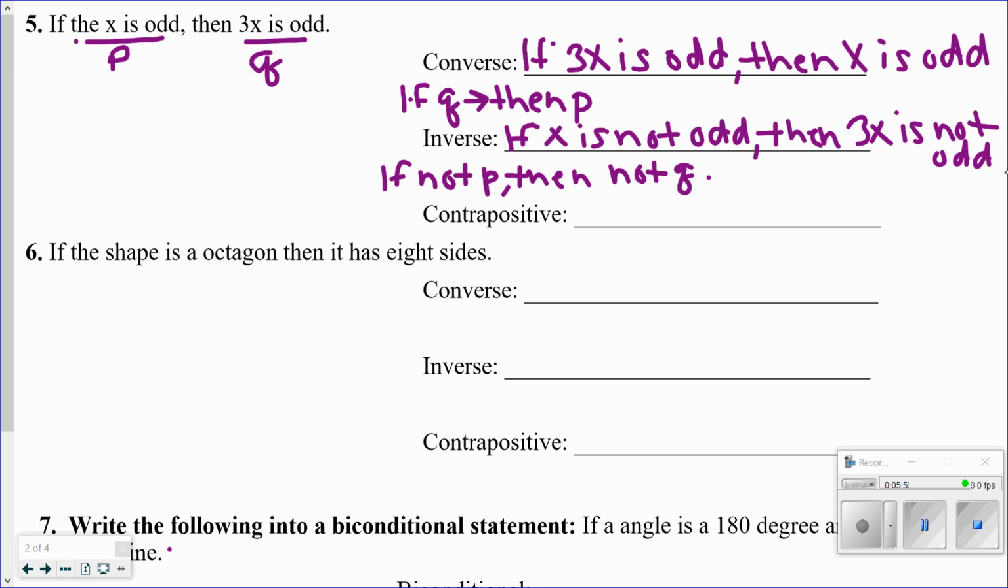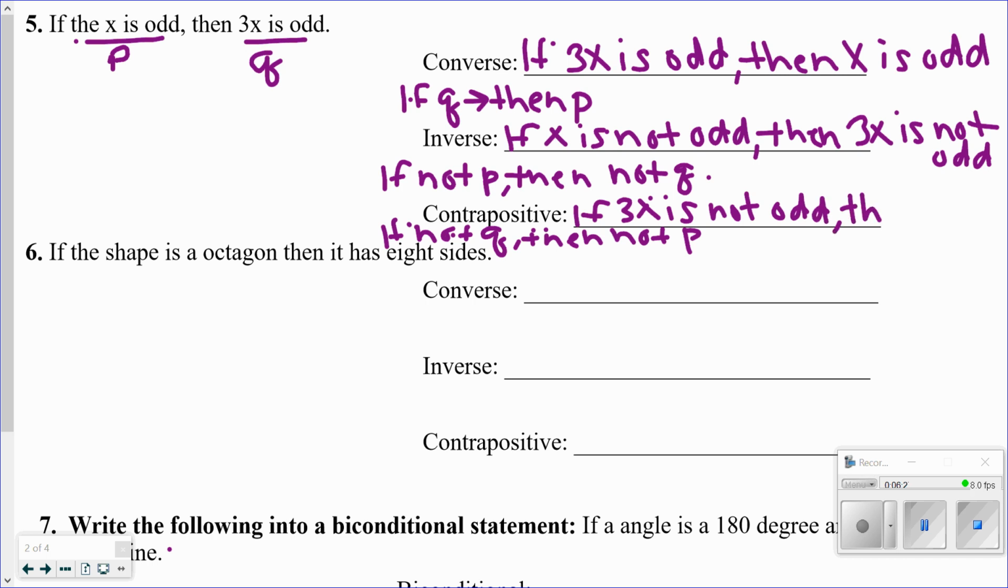And lastly, the contrapositive. The contrapositive is actually going to take the inverse and flip those statements around. So if not q, then not p. So with our example then, it'd be if 3x is not odd, then x is not odd. And once again, I apologize for my handwriting.